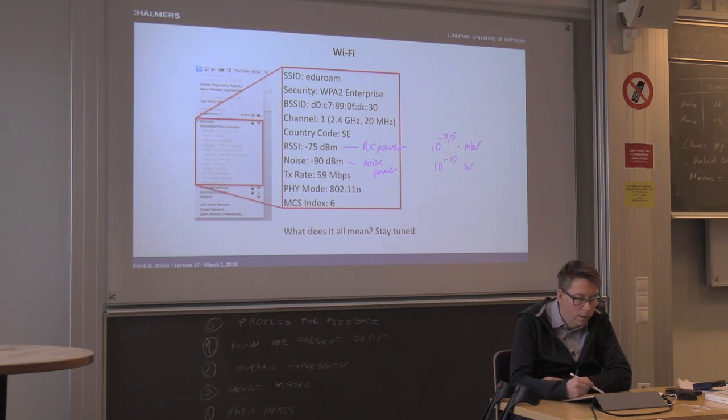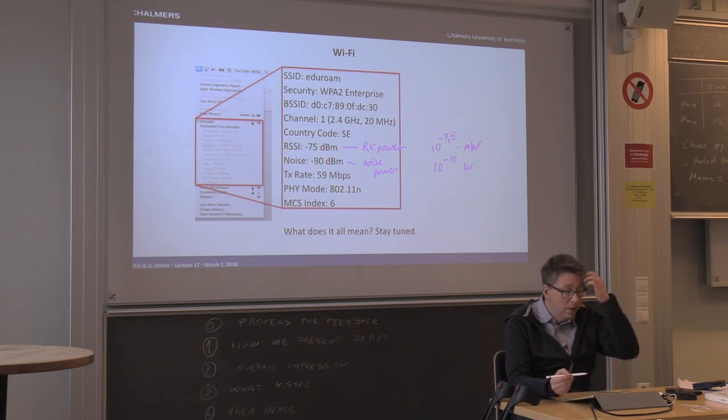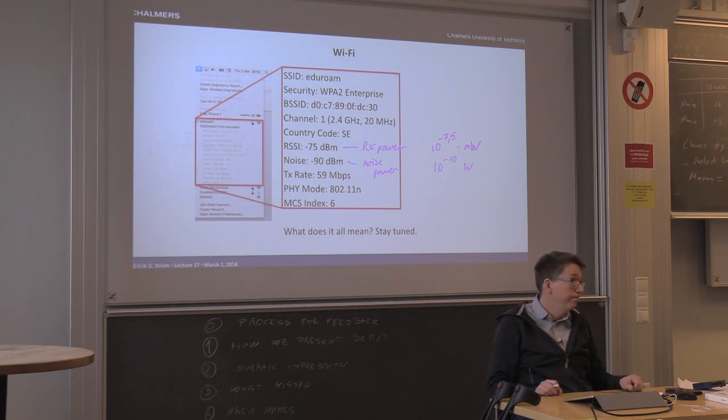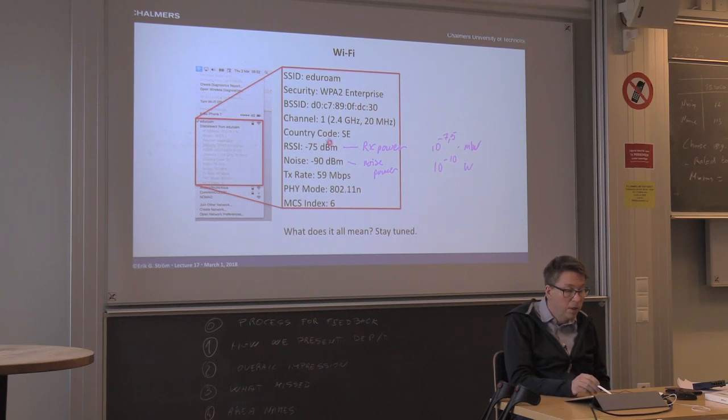And then the ratio between the signal and noise gives us the signal-to-noise ratio. In here, it's like 75 to 90. What is that? It's 15 dB of signal-to-noise ratio. And this signal-to-noise ratio tells us which physical layer would be suitable. The physical layer transmission rates are adaptive in Wi-Fi. It's adapted to the current signal-to-noise ratio, among other things. In this case, this 15 dB happens to be enough to support 59 megabits per second, a physical layer that does that.